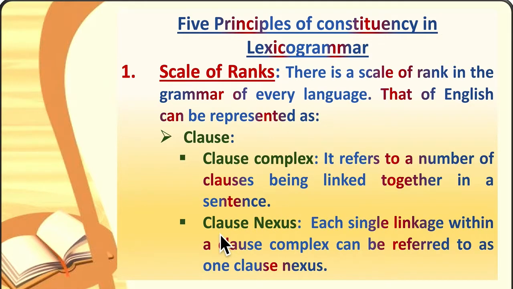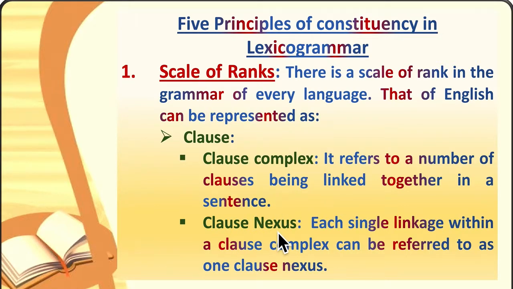Okay. Now, what is clause nexus? Each single linkage within a clause complex can be referred to as one clause nexus. Look, as I told you, clause complex refers to a number of clauses, and they are interlinked in a sentence, and each linkage of clause within a clause complex is known as clause nexus. Nexus here means connection, agreement. So clause nexus is the connection, the relation between one clause with another within a clause complex. This is called clause nexus.